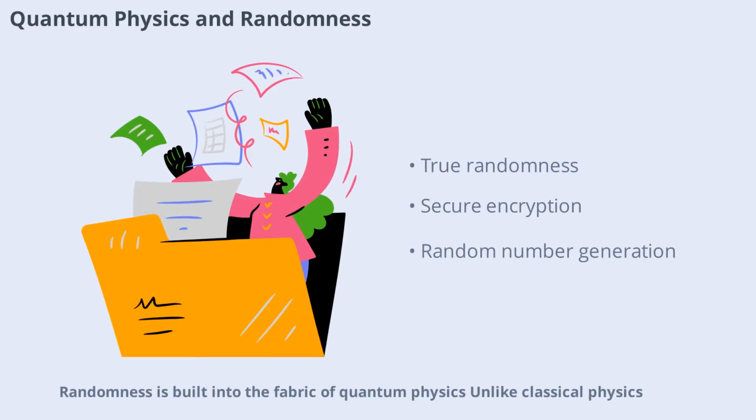Randomness is built into the fabric of quantum physics. Unlike classical physics where events are predictable, quantum events happen with certain probabilities. This true randomness is used in applications like secure encryption and random number generation for computing.